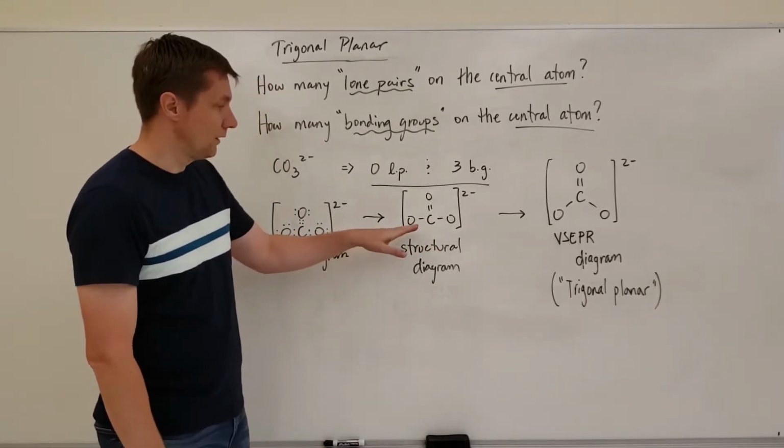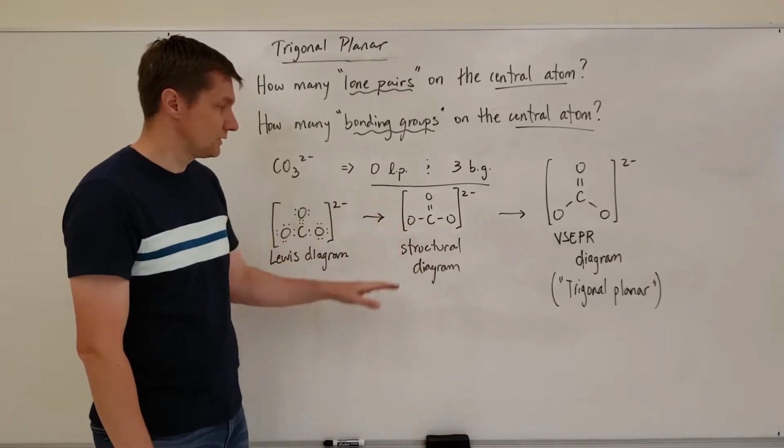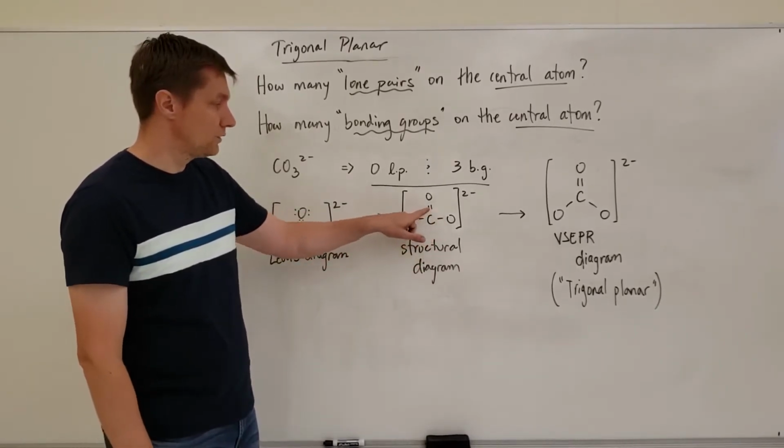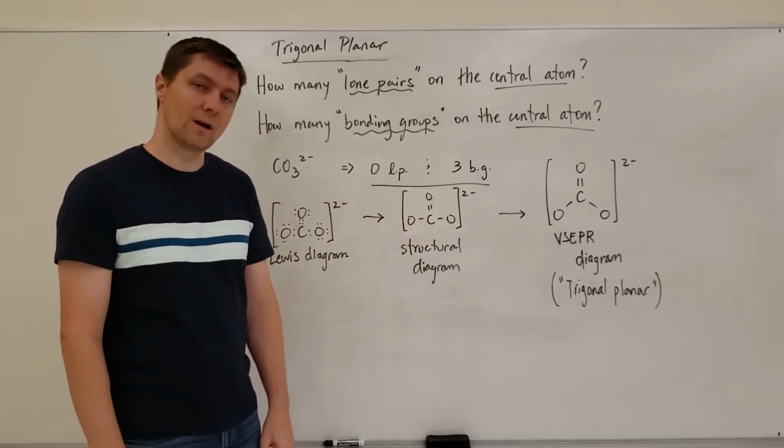And so again, here's the structural diagram. You can see that there's no lone pairs on the central atom, and there are 1, 2, 3 bonding groups around the central atom.